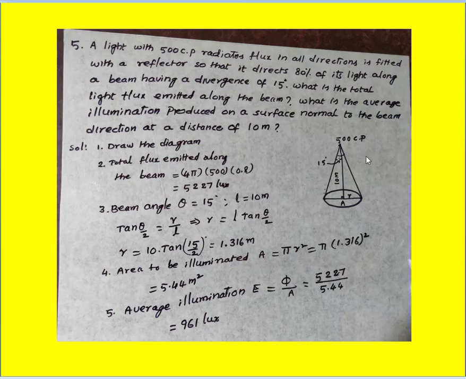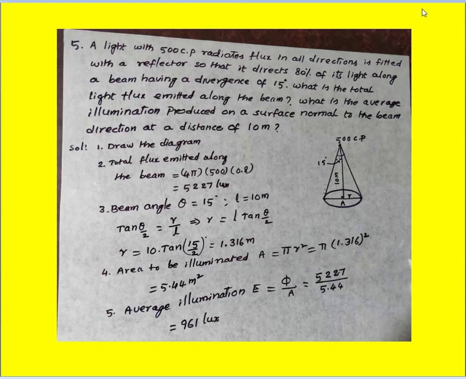So when we draw the diagram, we get the diagram like this. This is the beam area on the surface, and from the floor the height of the lamp is 10 meters, which we call L. Whereas this radius we do not know, we assume for the time being as r, and the angle is given as 15 degrees between this point and this point. Whereas when we take this triangle, the angle will become 15 by 2.